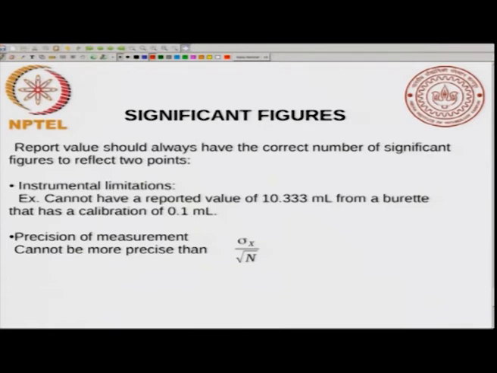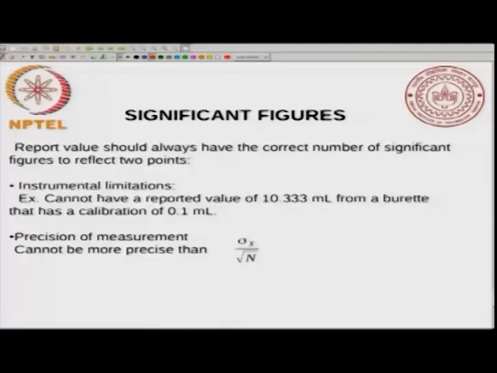First is the instrumental limitations. You cannot have a reported value of 10.333 ml from a burette that has a calibration of 0.1 ml. See, you might make multiple readings. You might make 3 readings and you might get an average of 10.333 ml, but if your burette has a calibration of only 0.1 ml, then you cannot have this kind of accuracy.